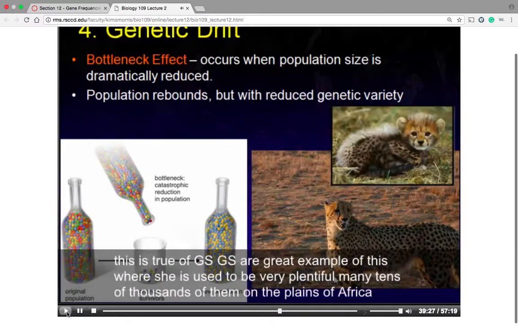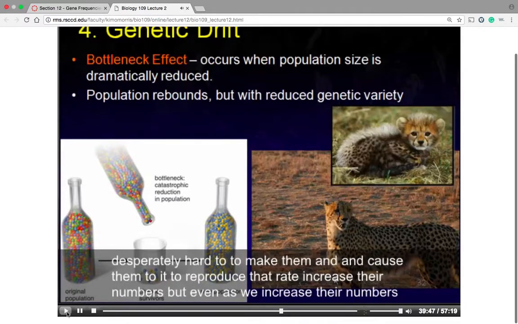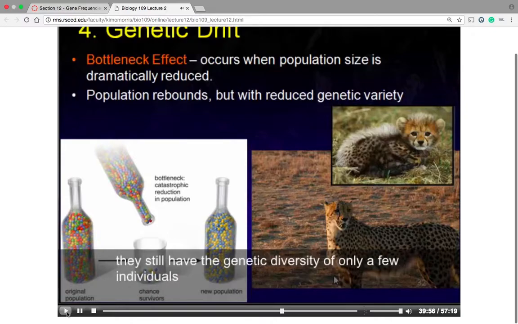This is true of cheetahs. Cheetahs are a great example of this, where cheetahs used to be very plentiful, many tens of thousands of them on the plains of Africa. However, they've been so dramatically poached and killed off that their population dropped to a mere few hundred. And now we're trying so desperately hard to mate them and cause them to reproduce, to try and increase their numbers. But even as we increase their numbers, they still have the genetic diversity of only a few individuals.